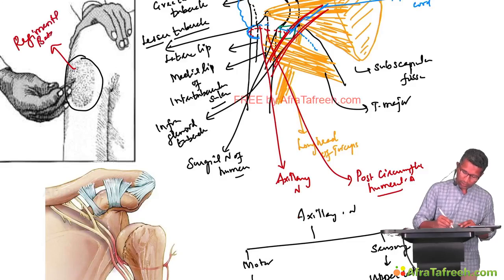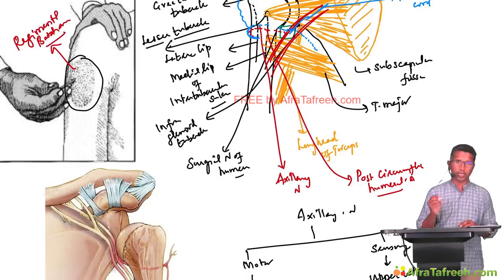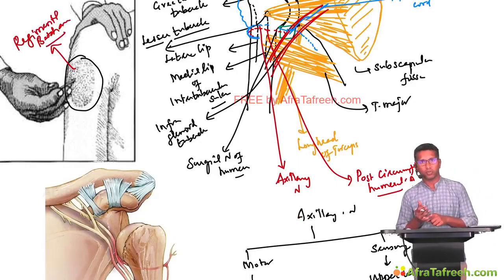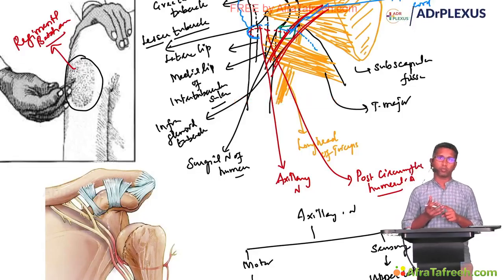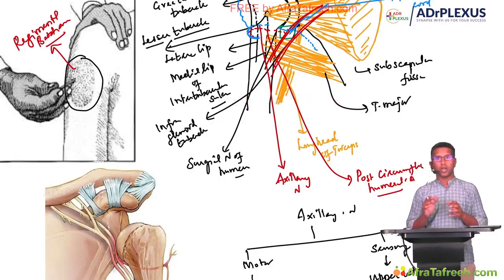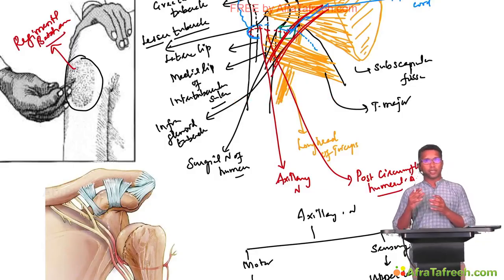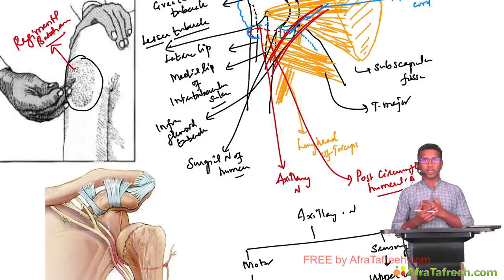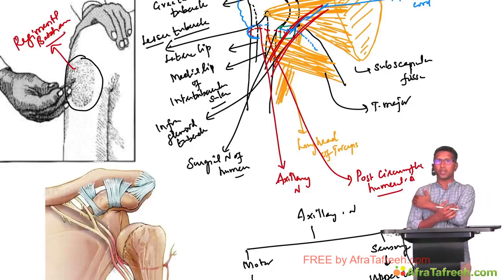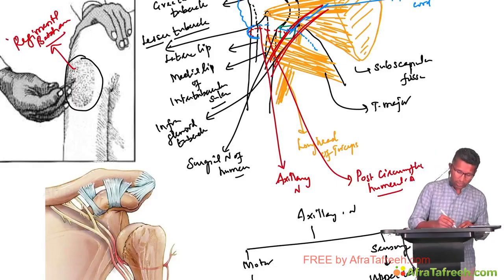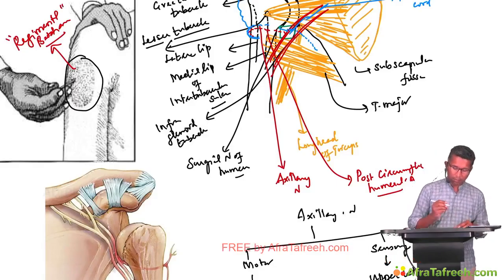So whenever there is an injury to the axillary nerve, either by means of shoulder dislocation or by means of a proximal humerus fracture, it is not only the motor part which is getting affected, it is also the sensory part. And which area are you going to check the sensation? You are going to check the sensation on the skin over the deltoid, and this area is called the regimental badge area.